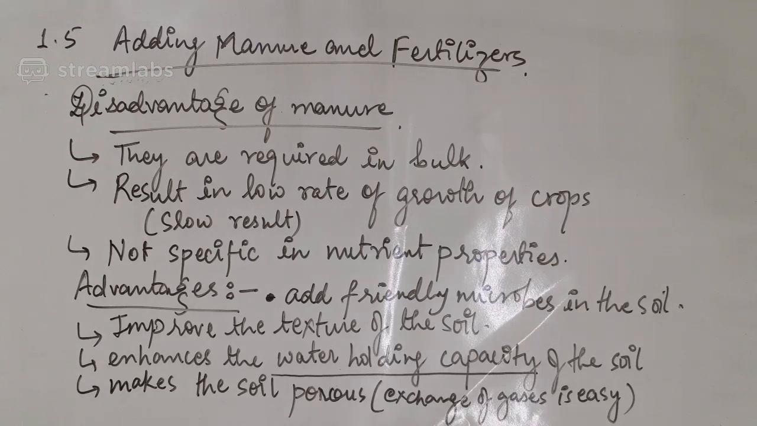After this article, that is 1.5, adding manure and fertilizers, we have discussed the advantages and disadvantages of manure, and you know that fertilizers are inorganic, man-made, prepared in the factories. We will be taking this topic in our next class, that is about the manures, comparing with them the fertilizers.